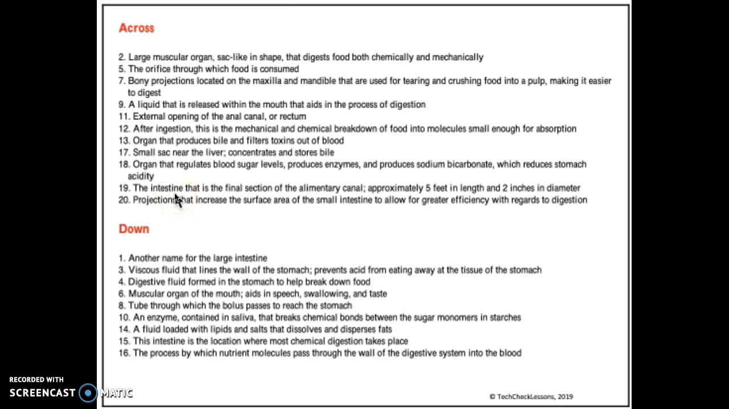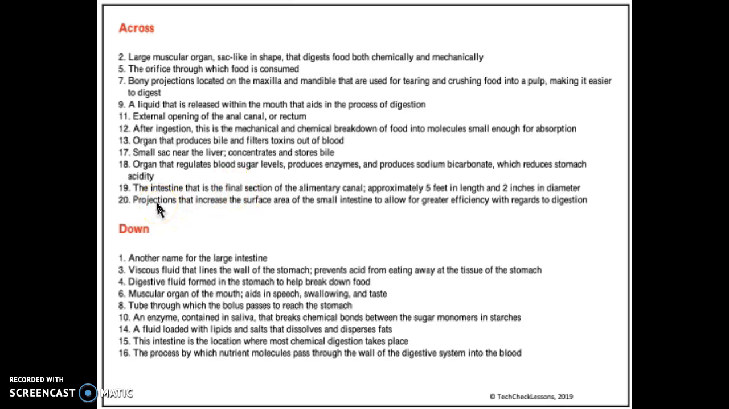Number 19, the intestine, that is the final section of the alimentary canal, approximately 5 feet in length and 2 inches in diameter. Okay, the final section is the large. Remember, we have the stomach, then it goes into the small intestine, and then it goes into the large intestine, and then it's excreted out of the body. So it's a large intestine.